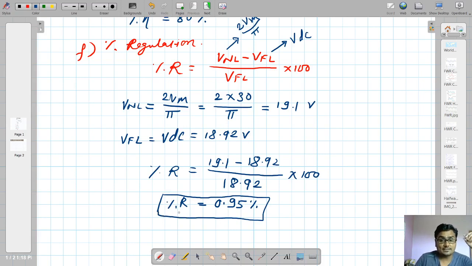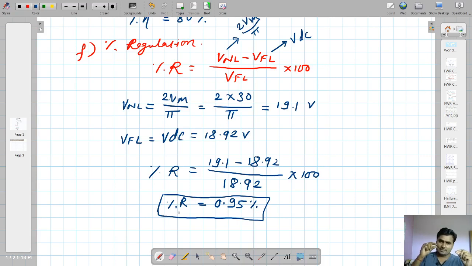The regulation is very small. The regulation factor is very small. As I told you, ripple and regulation, those figures should be very small. As the ripple and regulation are very small, it means the performance of your rectifier is good. That is the thing. And the regulation depends on the value of the filter, or if you are using a capacitor filter, the value of the capacitor affects the regulation.